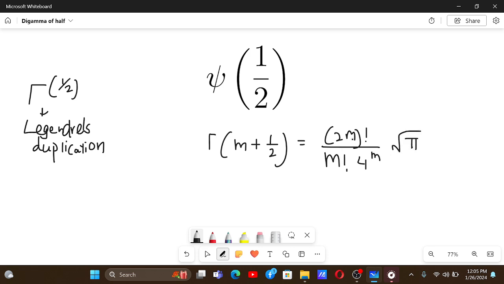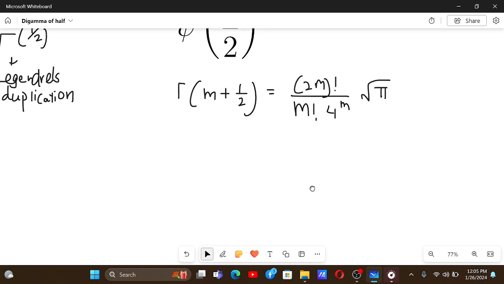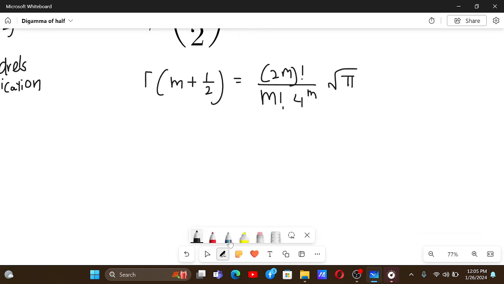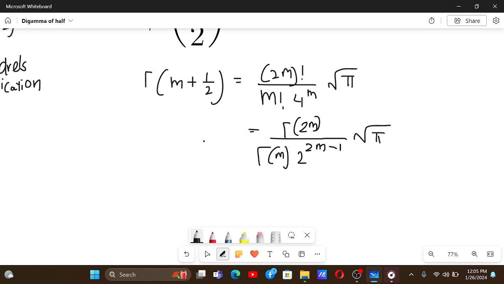And if we have to write all of this in terms of the gamma function, we can basically take 2m out from the factorial first of all, and then cancel the m and 2 with 4 to the power m. That will give us gamma of 2m. We will have a gamma of m, and one of the twos will cancel this, so 2 to the power 2m minus 1 times root pi. So this is Legendre's duplication formula in terms of the gamma function.